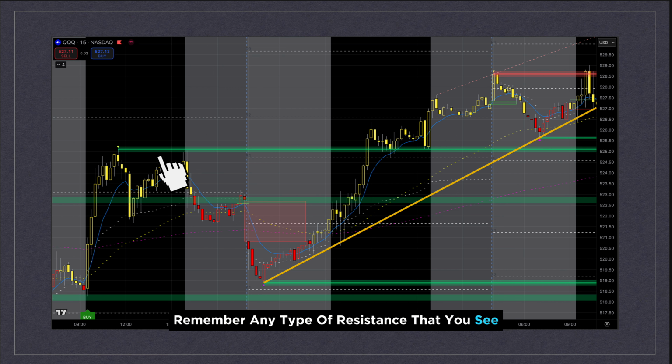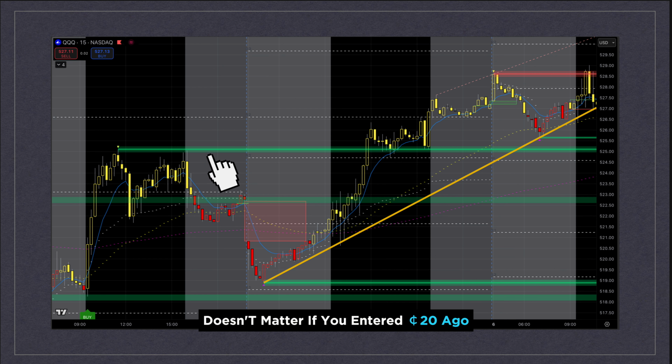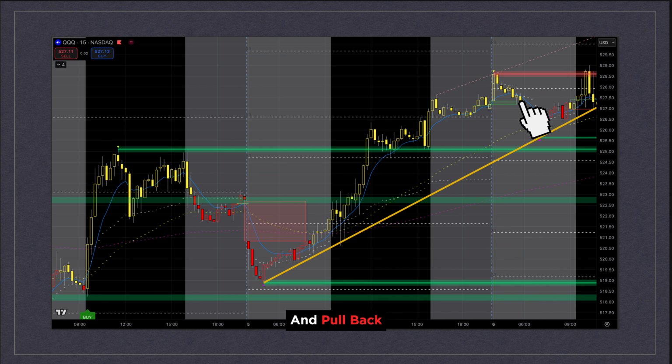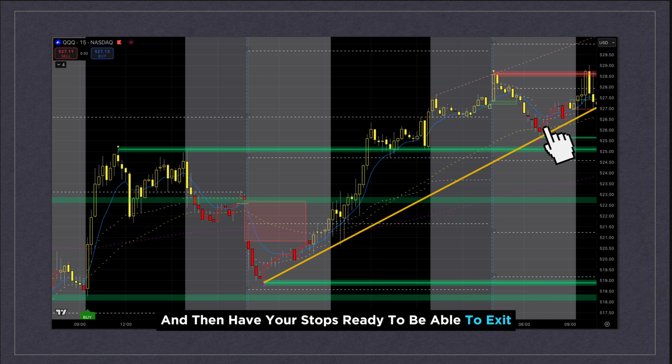Remember, any type of resistance that you see on a bigger time frame, 5-minute, 15-minute, 4-hour, daily, always take some profit. It doesn't matter if you entered 20 cents ago, 50 cents ago, or basically $1 ago, right? Or just understand that it might hit that resistance and pull back, and then have your stops ready to exit if that resistance doesn't break. Keep that in mind as well.